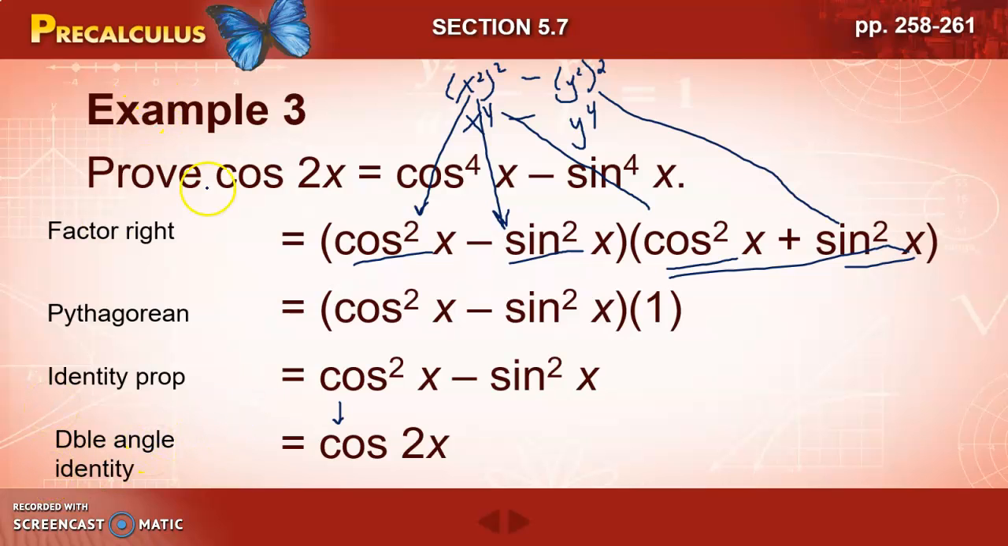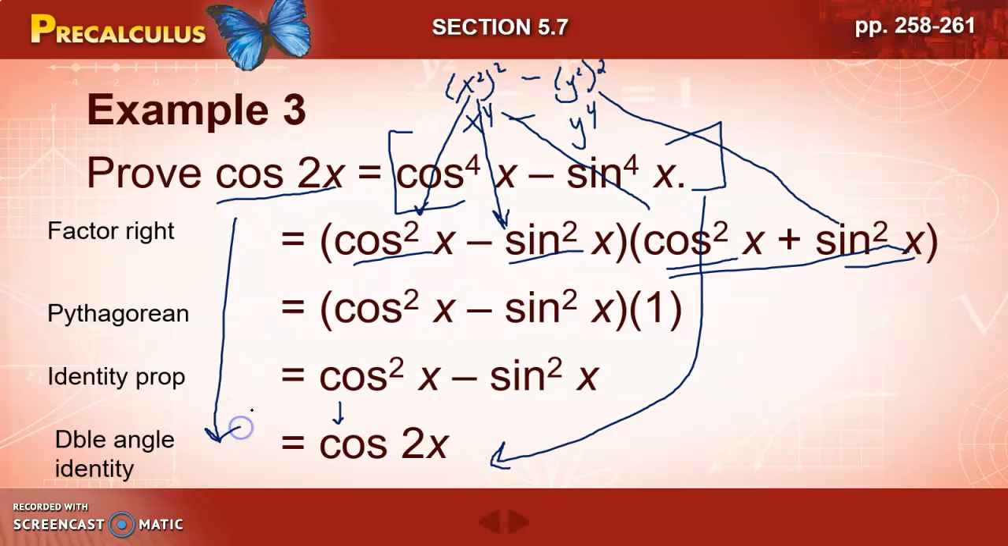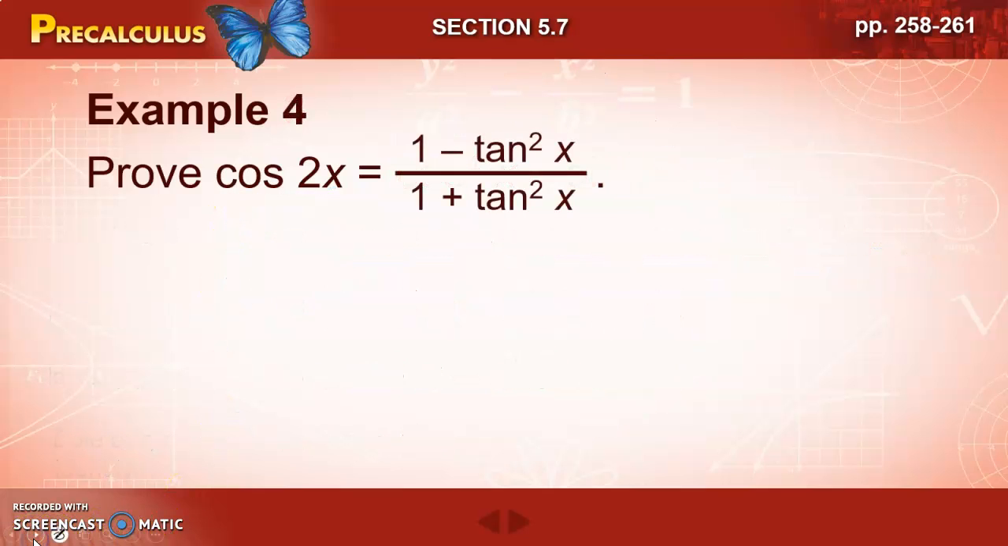And if you remember back at our original problem, we were trying to prove that cosine 2x is equal to this. We were able to simplify that, and now our left and our right hand sides match. Cosine 2x equals cosine 2x. All right, let's try another identity.